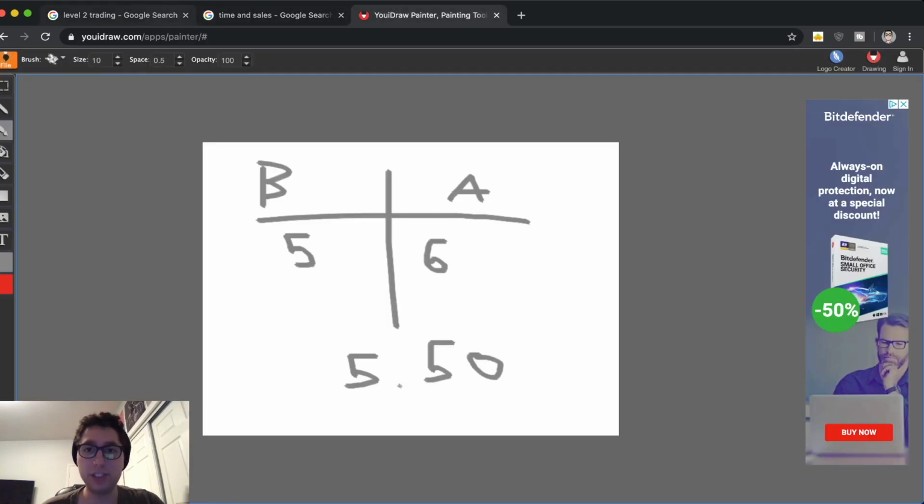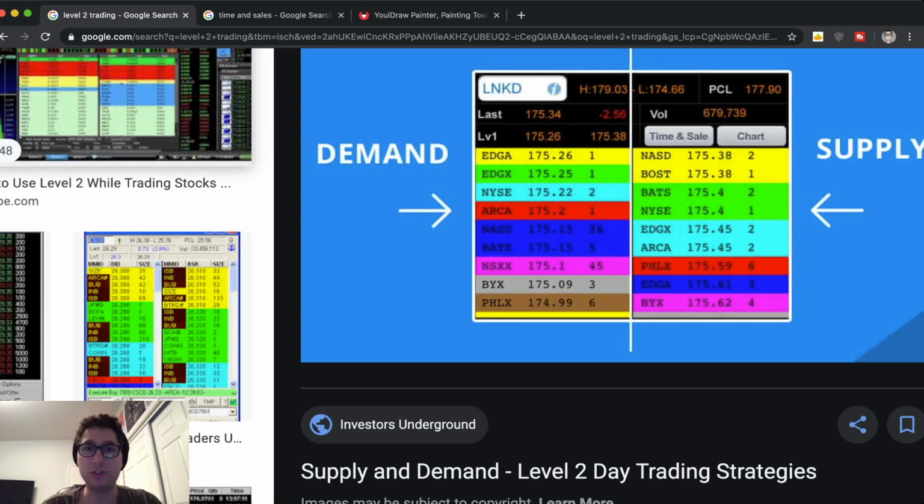So that's pretty much it of how the level 2 and the time and sales work. To recap, and again, if you have any questions, comment them down below. I will answer them. On the left of the level 2, you have the buyers. On the right, you have the sellers. The buyers are the demand, the sellers are the supply. And you have the price at which everyone is bidding, either willing to purchase at or willing to sell at. Then you have the quantity of shares, and they're multiples of 100. So really 1 represents 100.